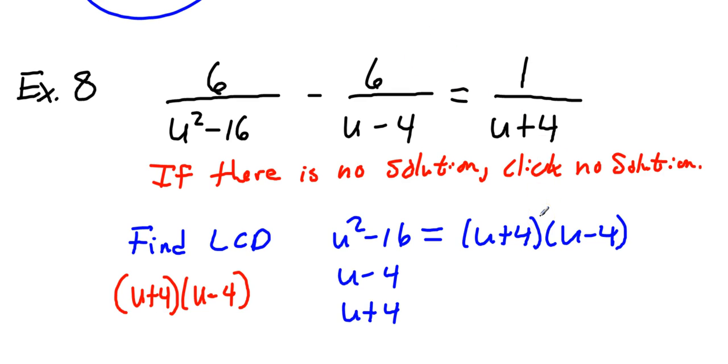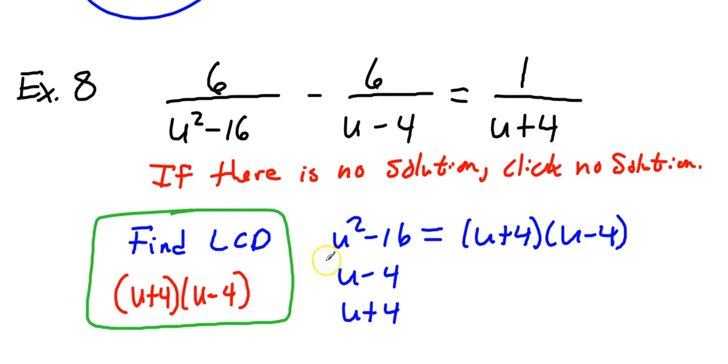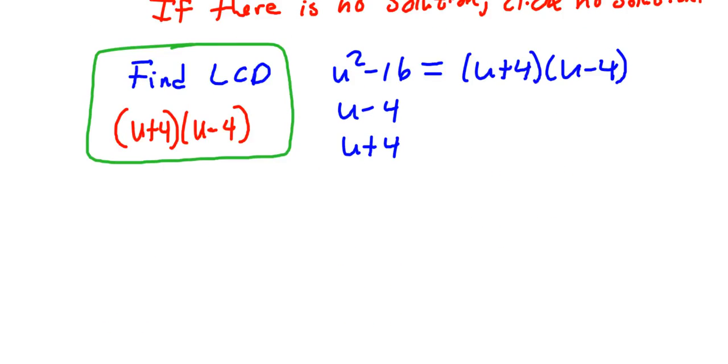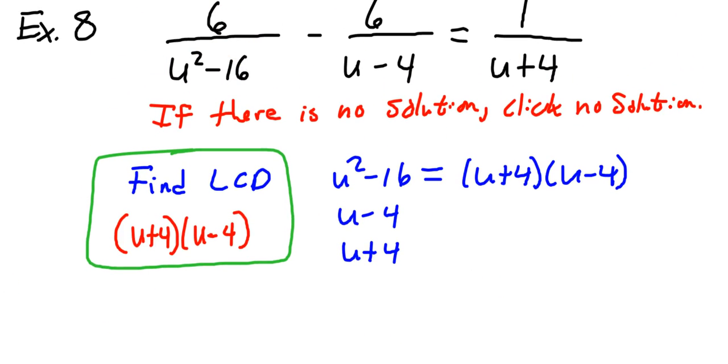Okay, so now that we've got the least common denominator, and we know it's u plus 4 and u minus 4 because we factored this one off, we're going to go back and multiply everything by that least common denominator. The only thing we're going to do a little bit different is that for this first fraction, instead of writing it as u squared minus 16, just go ahead and rewrite it as u plus 4, u minus 4, because that's what it was when we factored it.